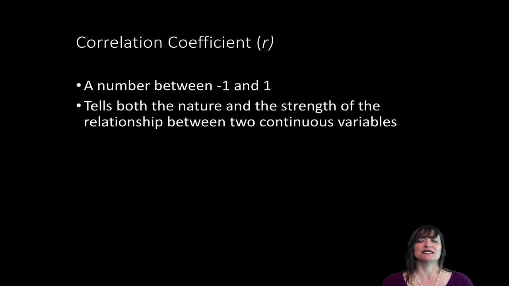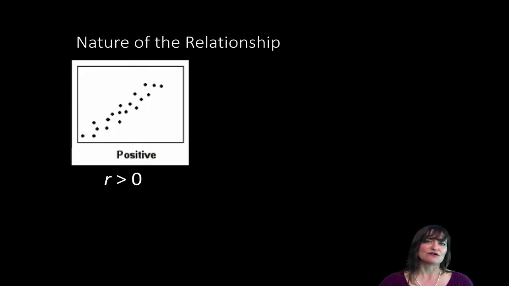And that single number tells us both the nature and the strength of the relationship between two variables that were measured continuously. It tells us the nature of the relationship because it's either a positive number, r is greater than 0, and that is described as a positive relationship where there's a positive slope to the line and increases in the x-axis are associated with increases in the y-axis, decreases in the x-axis, decreases in the y-axis.